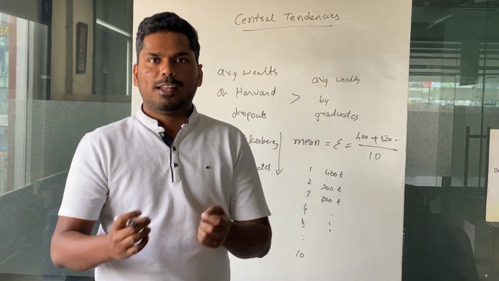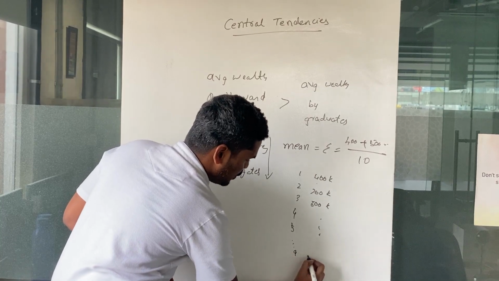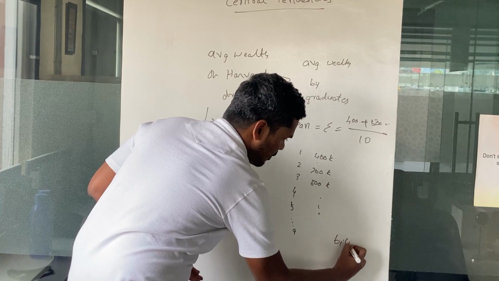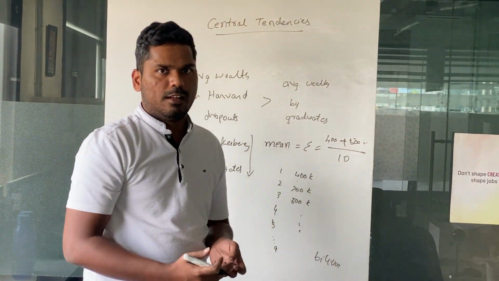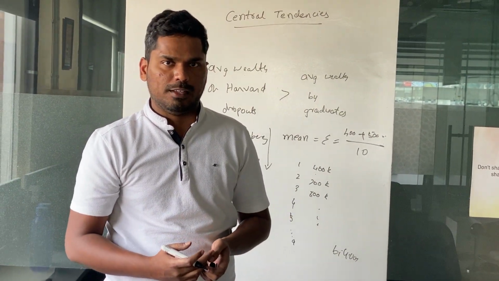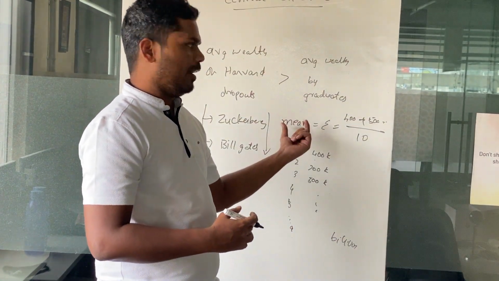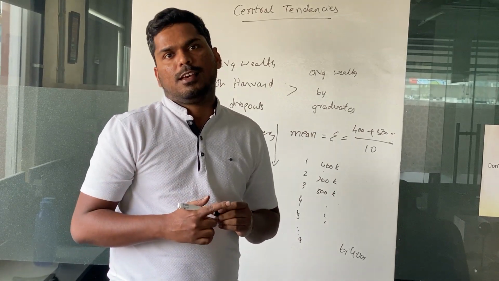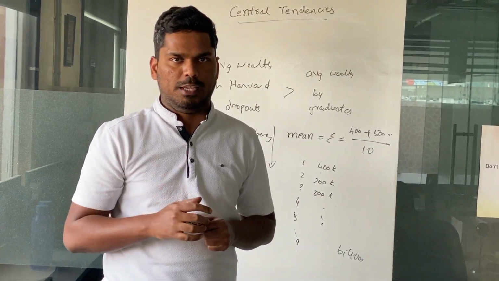But what is affecting us? There is one guy at the 9th position who is our Zuckerberg, whose net worth is, let's say, some billions. So when you divide billions by 10, the average will become millions. But most people don't have millions. So this one particular guy is making everything get affected. This is a classic example of outliers affecting our mean.